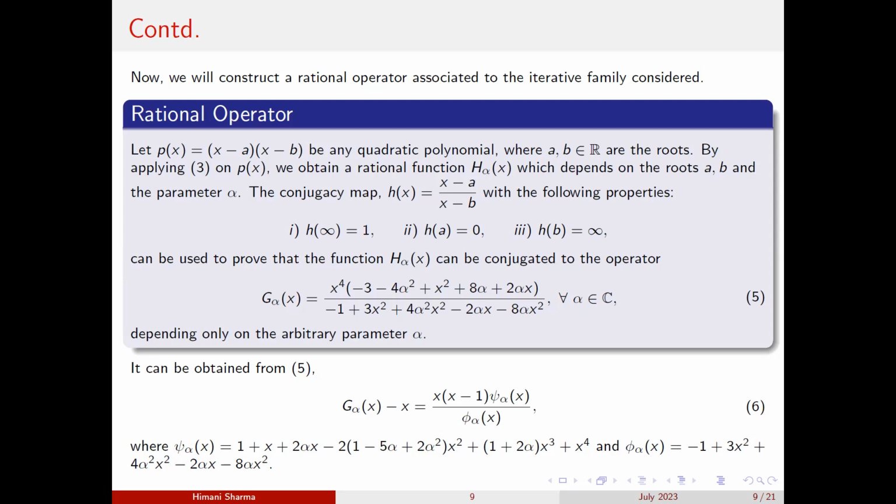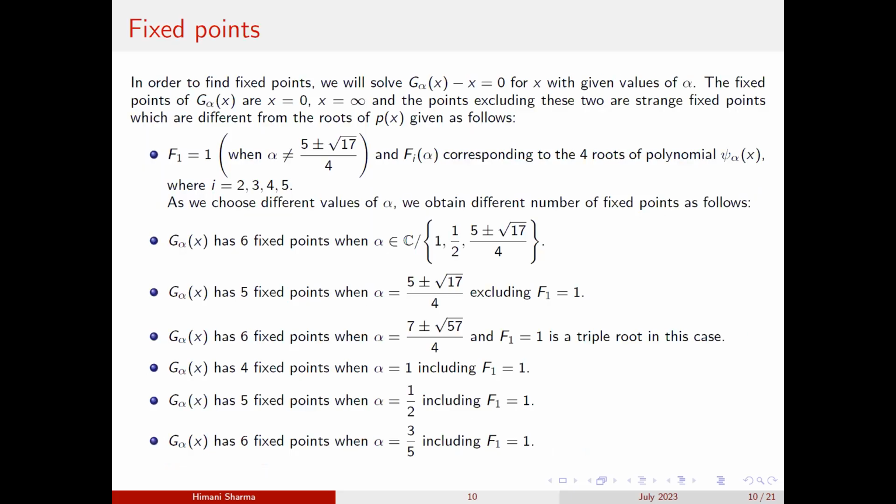Further, we will be finding the fixed points of this operator. So we have to solve G_alpha(x) - x = 0. If we solve this equation, we will get the fixed points. Since this equation is in alpha, we will give different values to alpha and then compute our fixed points. So for different values of alpha, we will obtain different numbers of fixed points, the description of which has been given here.